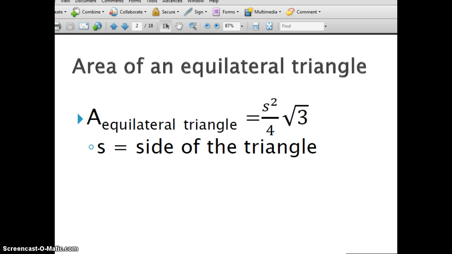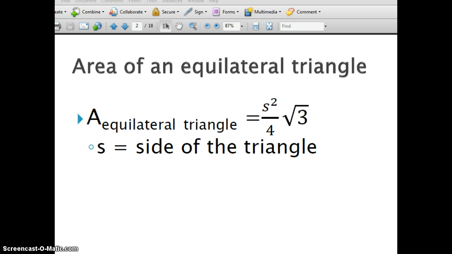We're going to start off with the equilateral triangle, and the equilateral triangle has the formula s squared divided by 4 times the square root of 3, where s is the side of the equilateral triangle. So effectively what we're going to do is take that side, multiply it by itself, divide by 4, and then multiply by the square root of 3. Now if we get a nice number, we can easily divide it by 4. If it's something that we need to simplify a little bit further, we'll simplify where necessary.